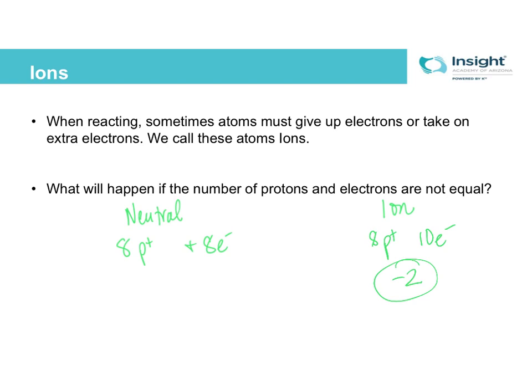Another example of this would be lithium. Lithium has 3 protons and 3 electrons. But lithium, when it forms an ion, tends to give away one of its electrons. It loses one of them. So now we have 3 protons, but only 2 electrons. That results in an overall charge of +1. So just so you know what the examples were here, lithium and oxygen.